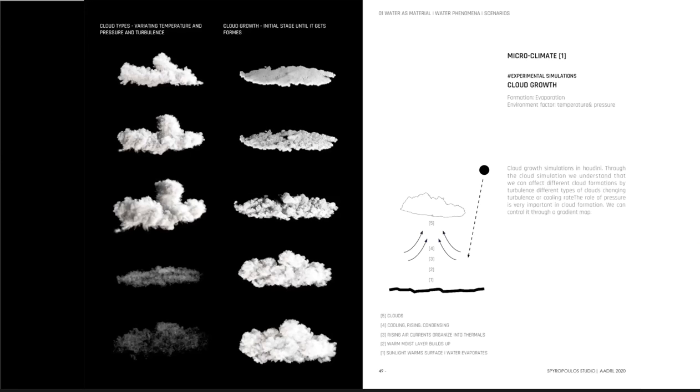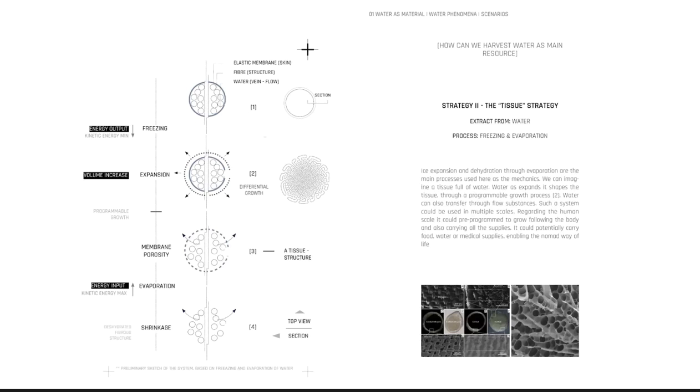So we started doing some different simulations regarding phase change. Another strategy was about a tissue strategy, where we could extract the mechanical properties of water, emphasizing more on freezing and evaporation. So we use freezing as expansion that actuates a growth, and evaporation as a mechanism of shrinkage, making the material stiffer and more porous, we could say.